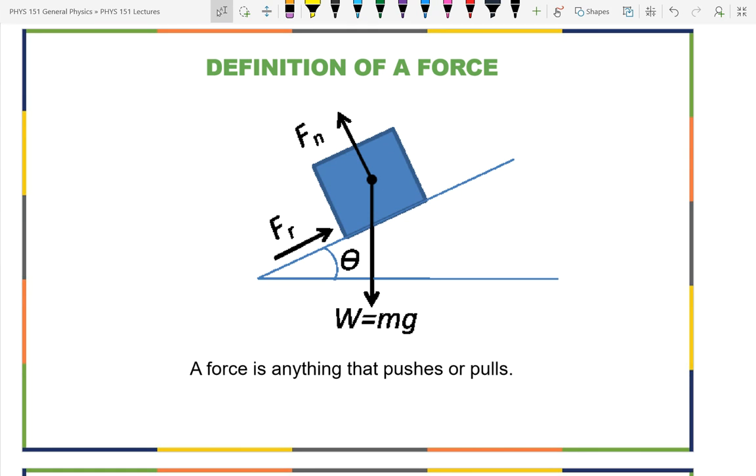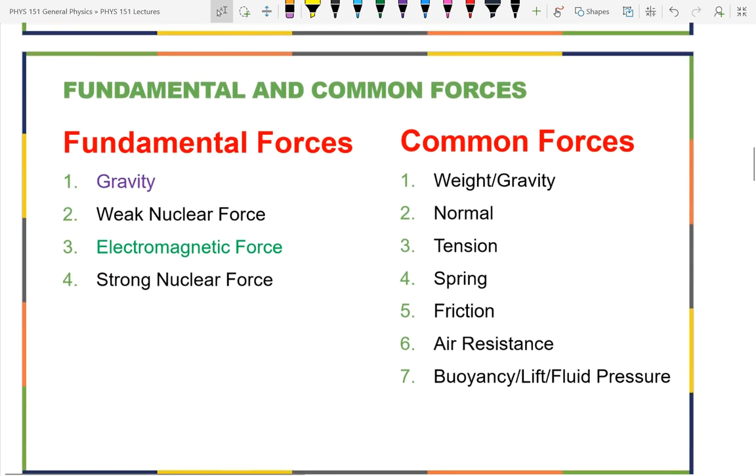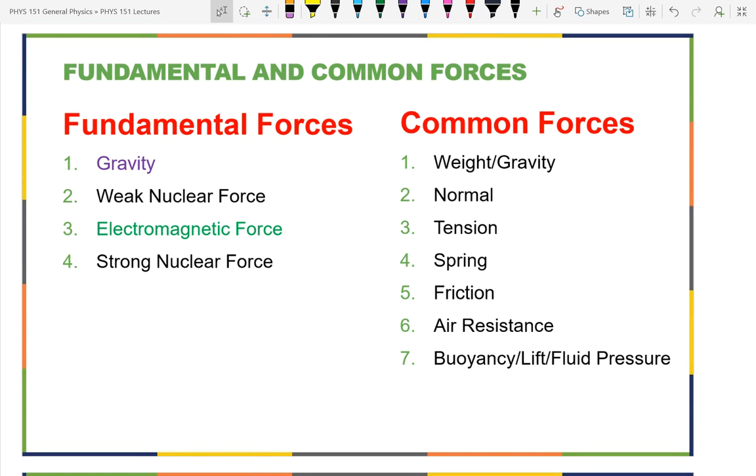So the forces that we deal with, we have 4 fundamental forces. Every force that we deal with in life is one of these 4 forces. Gravitational force, as far as you think about it, probably is just something that pushes us down. But as we understand it, gravity is a force of attraction between any 2 objects.